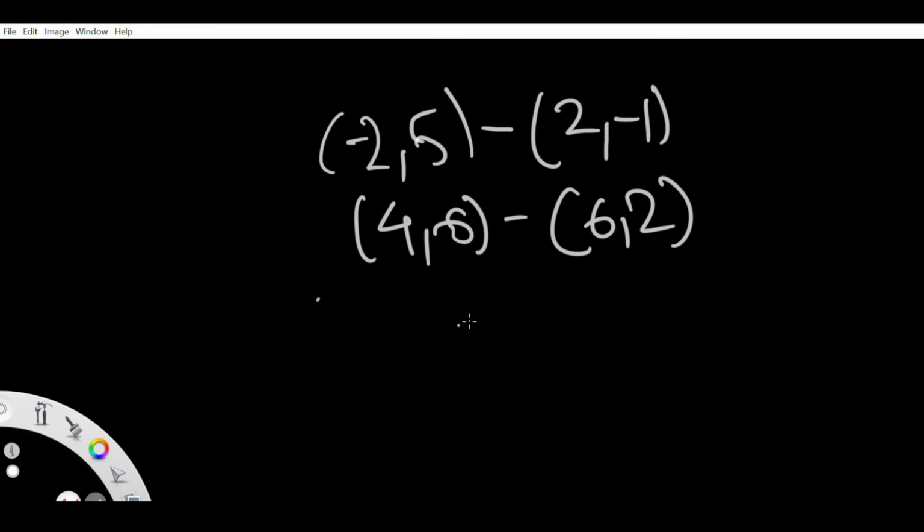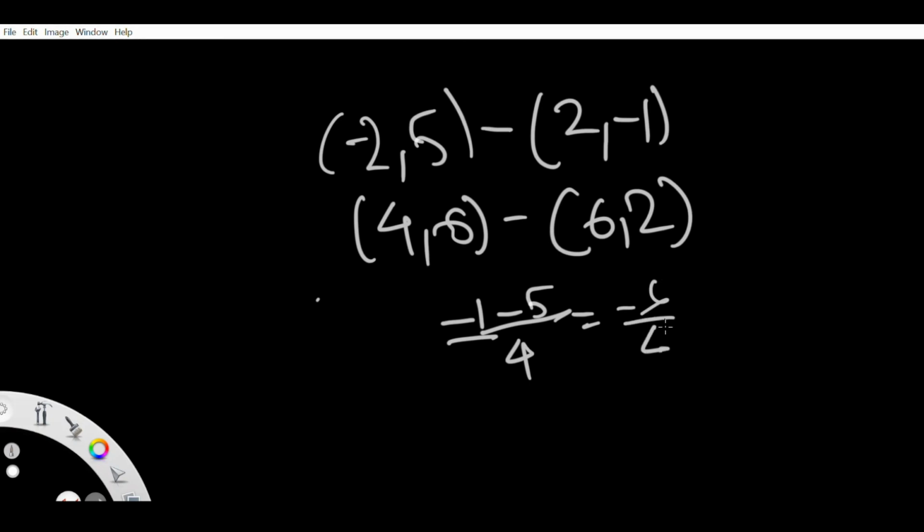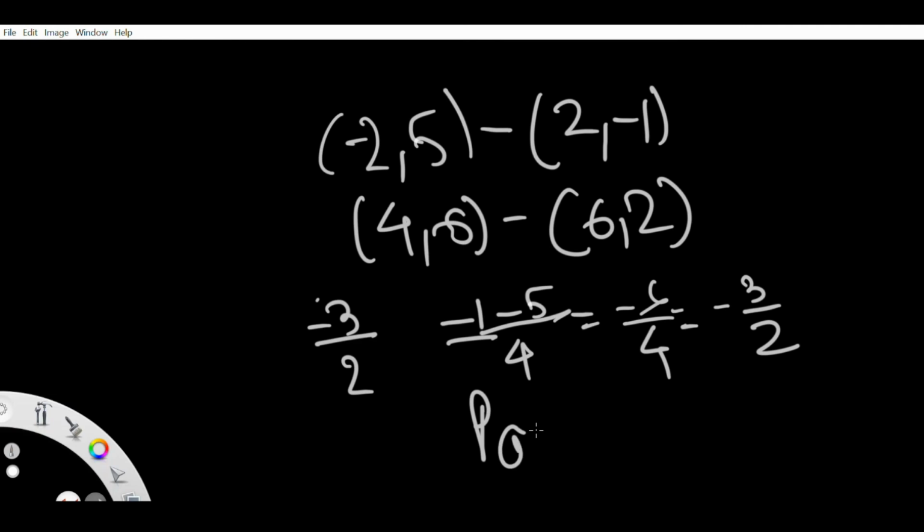First we do the math: negative 1 minus 5 over 2 minus 2, which will give us negative 6 over 4. And we also have 2 minus 5, which is negative 3, over 6 minus 4, which is 2. If we simplify these, we also get negative 3 over 2. And since these two lines have the exact same slope, we can conclude that both of these lines are parallel.